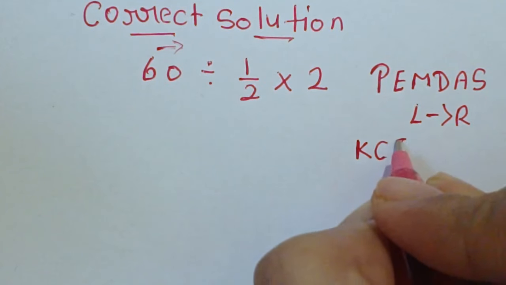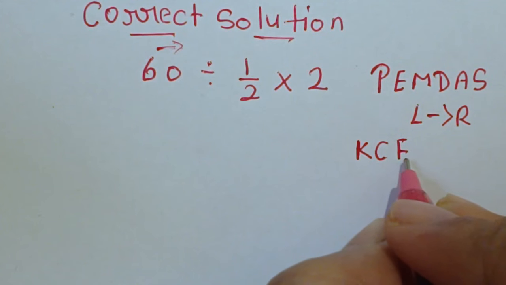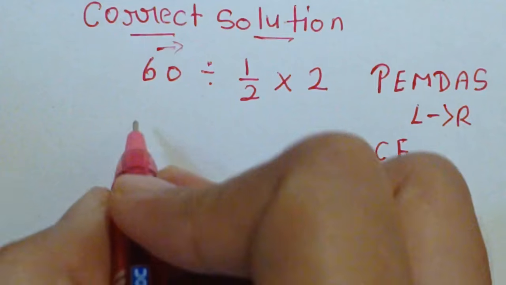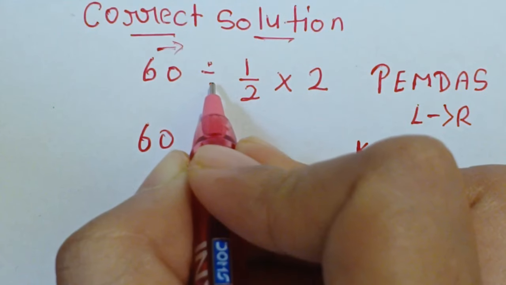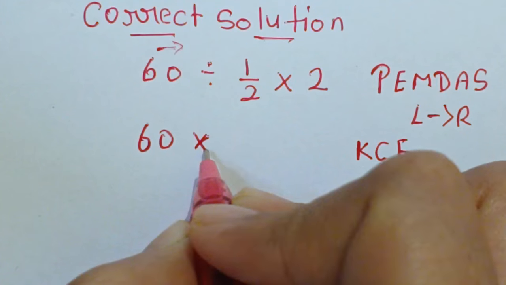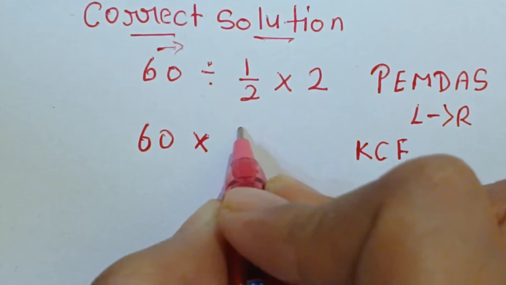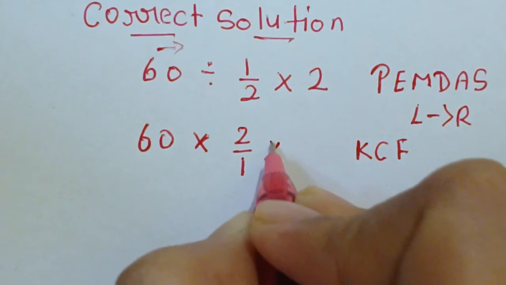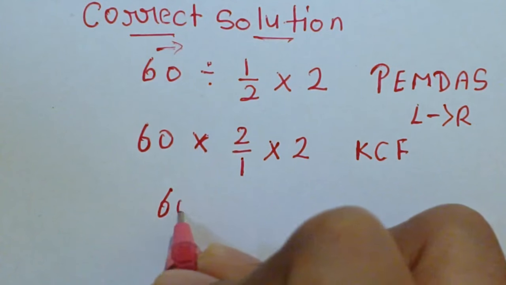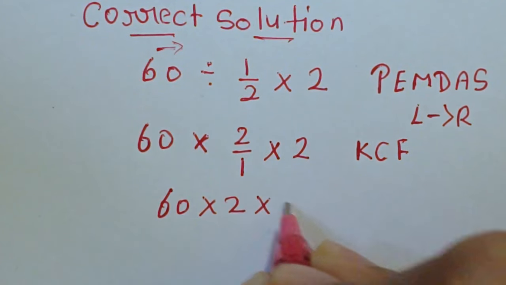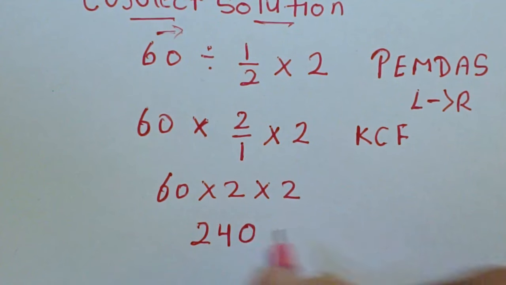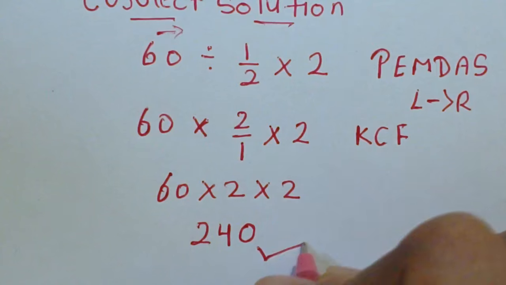So next, KCF rule, which is keep, change, flip. Means in this you have to keep the first fraction as it is, change the sign, division is there so multiplication will come, and flip this fraction, that is 2 by 1 times 2. Now multiply 60 into 2 into 2, which is 240. So 240 is the correct value for this expression.